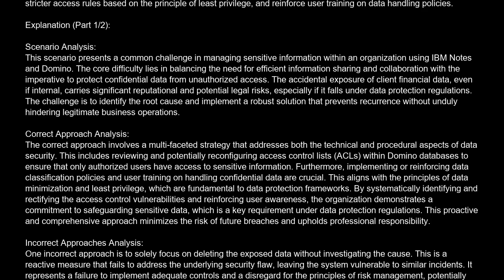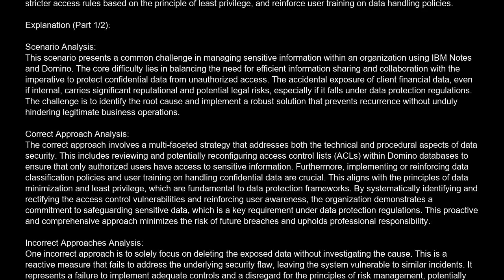Explanation. Scenario analysis. This scenario presents a common challenge in managing sensitive information within an organization using IBM Notes and Domino. The core difficulty lies in balancing the need for efficient information sharing and collaboration with the imperative to protect confidential data from unauthorized access. The accidental exposure of client financial data, even if internal, carries significant reputational and potential legal risks, especially if it falls under data protection regulations.